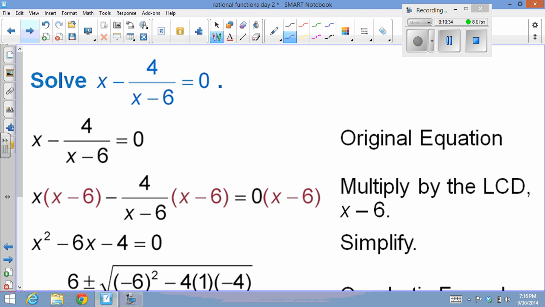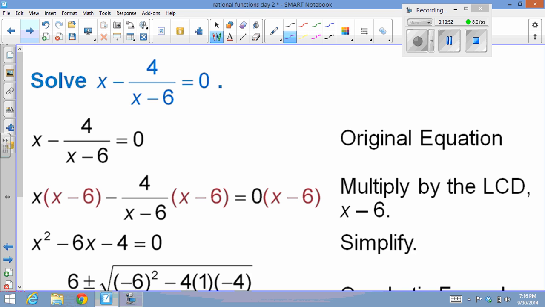The first one would be x minus 4 over x minus 6 equals 0. One choice you could do is move the 4 over x minus 6 to the other side, make that x over 1, and cross multiply and solve. Looking at that now, that's probably the easier way to do it, but of course that's not the way that I did it here.